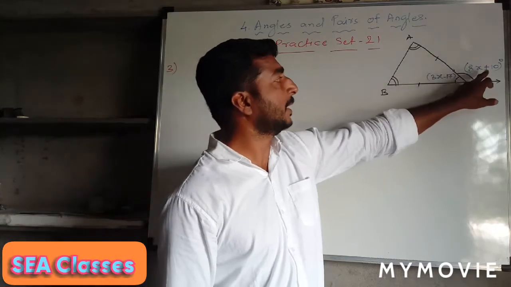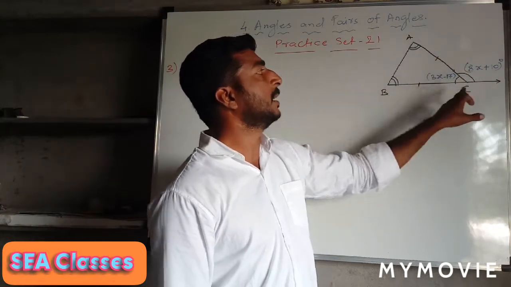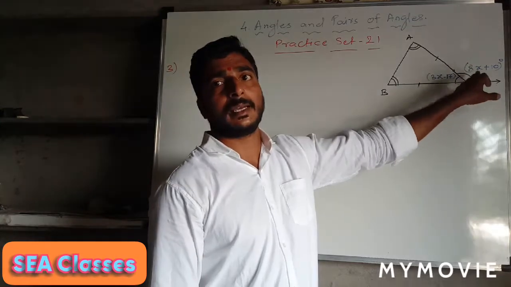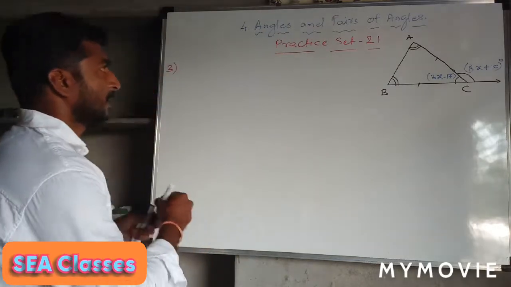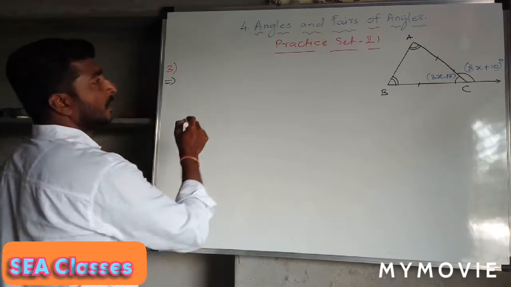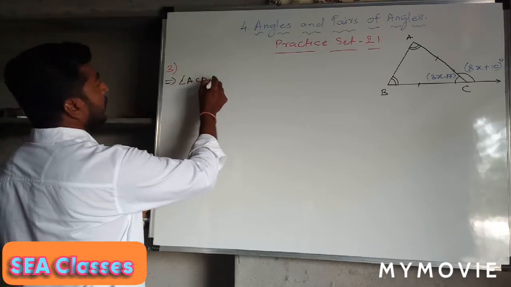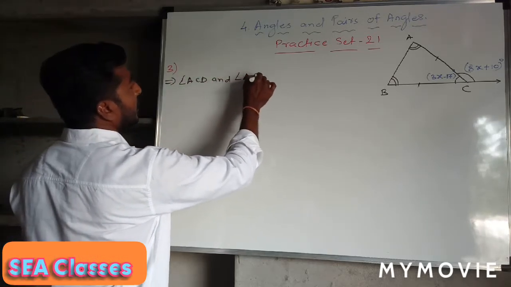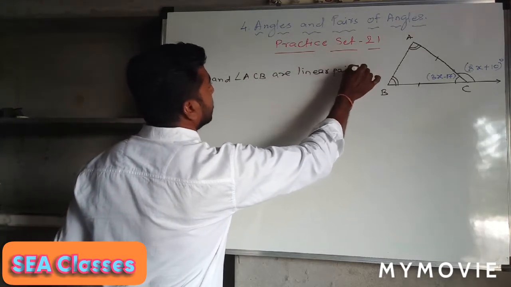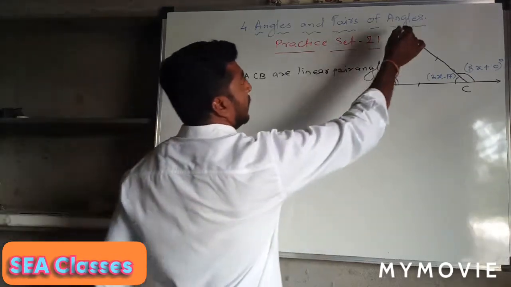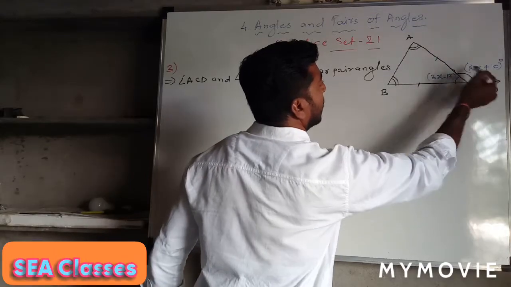And the question is that you have to find the actual measure of angle ACD and angle ACB. So you have to find the actual measurement of these two angles, and along with that you have to find the measure of angle A and angle B. So now we will solve this example. Angle ACD and angle ACB are a linear pair.